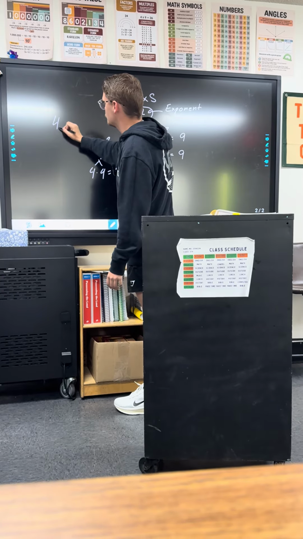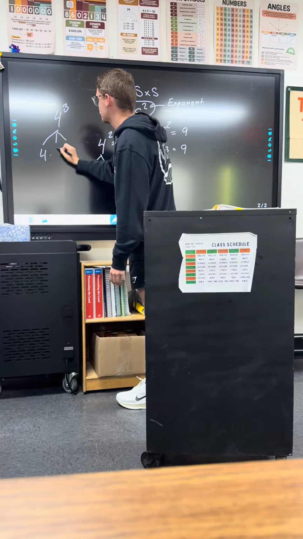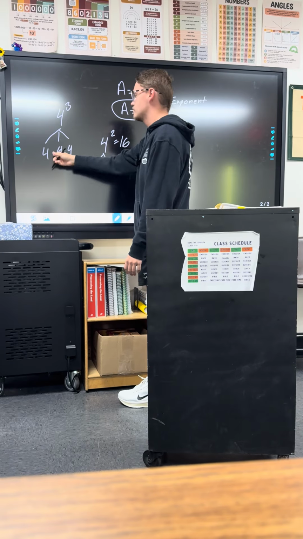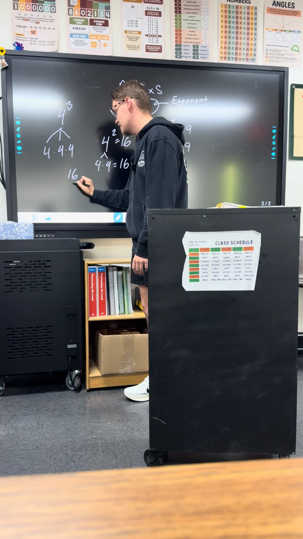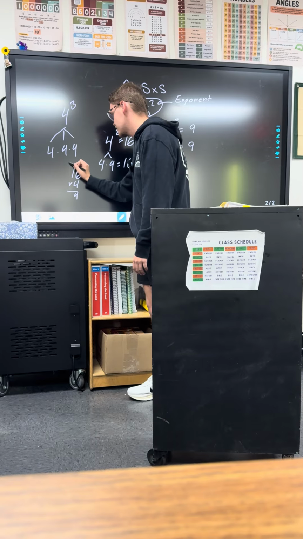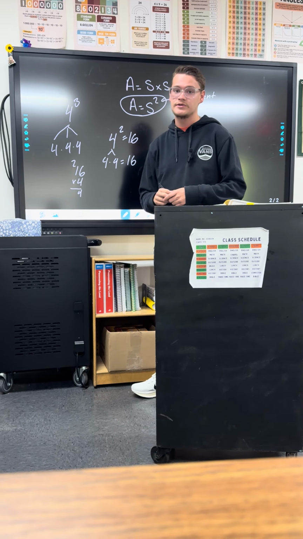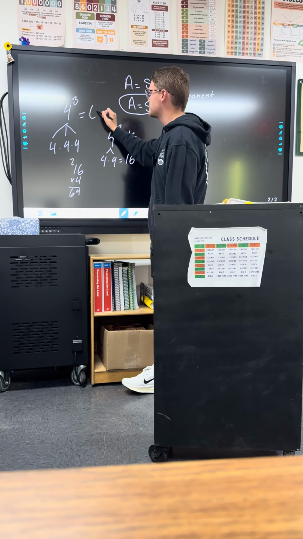So if I have 4 cubed, then that is going to be 4 times 4 times 4. 4 times 4 is 16. 16 times 4, maybe you don't know it off the top of your head. I don't. We'll have to do it like this. 4 times 6 is 24, carry the 2. 4 times 1 is 4, plus 2 is 6. So that means 4 cubed is actually going to be 64.